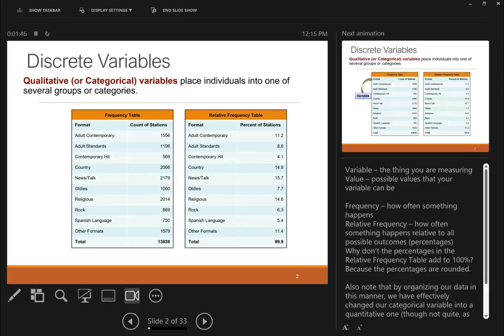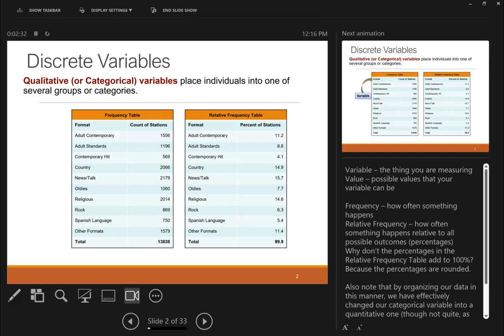Everybody's okay? So right here, what we have is the format of radio stations and how many radio stations meet each format. So if I look at the first table, we've counted 13,838 radio stations in total. 1,556 of them are adult contemporary, 1,196 of them are adult standards, and so on and so forth. That is a frequency table where it has the category and then the count for that category as our 2 columns.